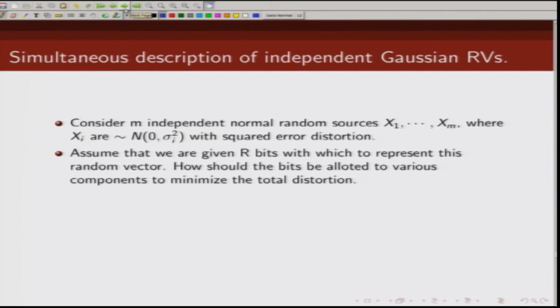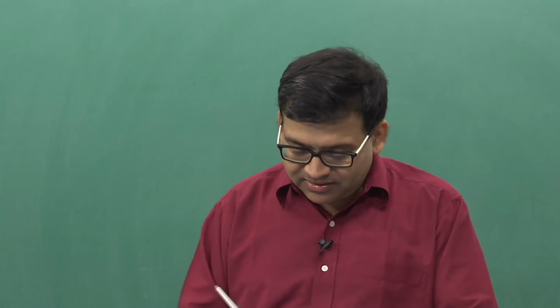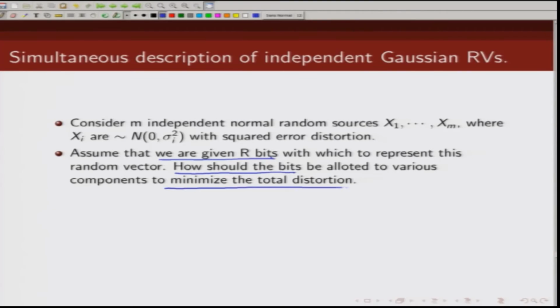So, assume that we are given R bits and with these R bits we have to represent this random vector x1, x2, x3, x of m. Now the question that we are asking is how many bits we should be allocating to each of these components. So how many bits should we be allocating to x1, how many bits should we allocate to x2, how many bits should be allocated to xm, such that we minimize the total distortion.